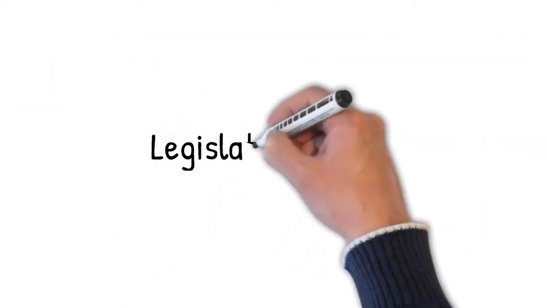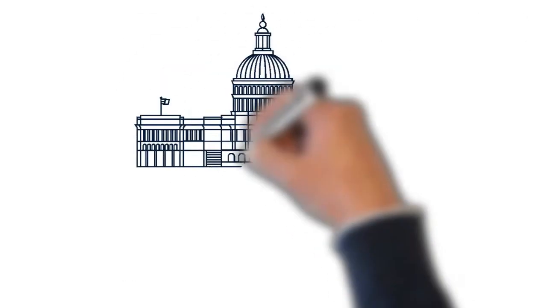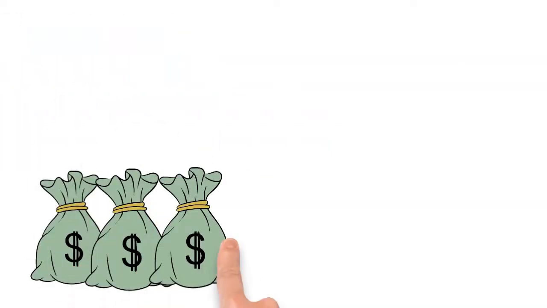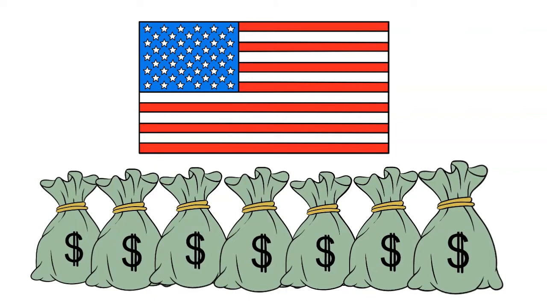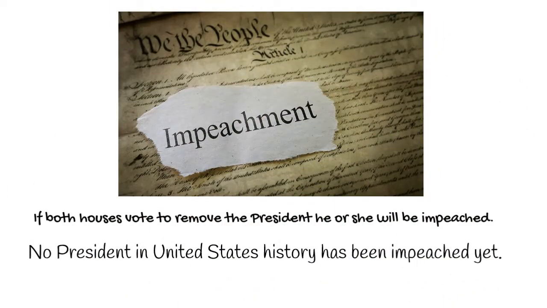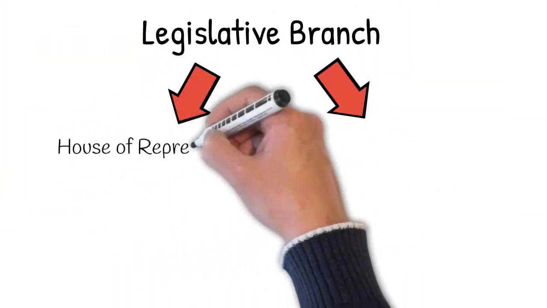The first branch we will touch on is the legislative branch. The main function of the legislative branch is to make laws, which are created in the Capitol building in Washington, D.C. Some other functions that they have are the control of the spending of the United States government, and they can also impeach, or formally remove, the president if he or she has done any wrongdoing. The legislative branch is also known as Congress, which is made up of the House of Representatives and the Senate.